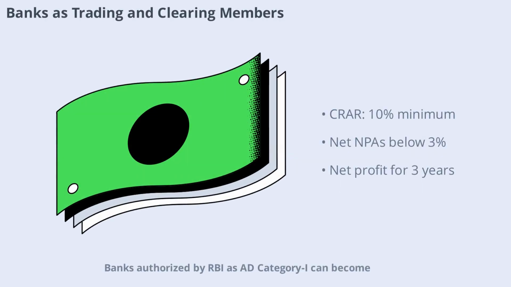Banks authorized by RBI as AD Category I can become trading and clearing members if they meet prudential requirements, a CRAR of at least 10%, net NPAs below 3%, and net profit for the last 3 years. This allows banks to participate directly in the currency derivatives segment, both for their own account and on behalf of clients.